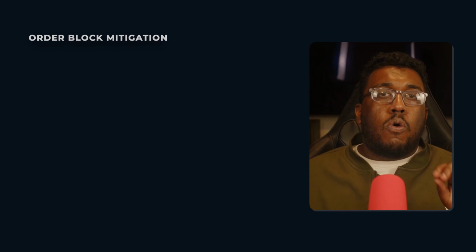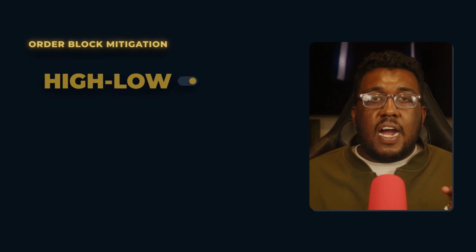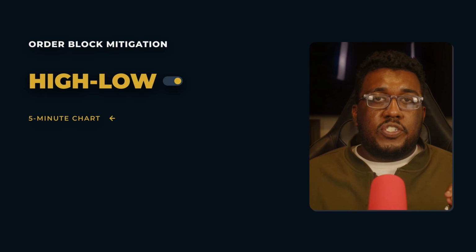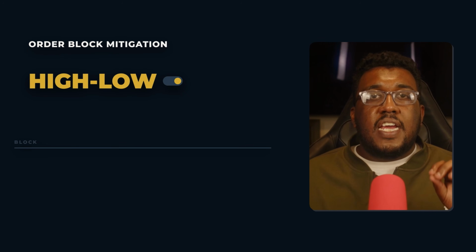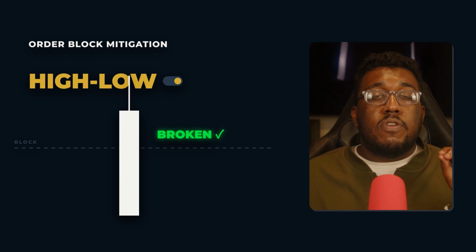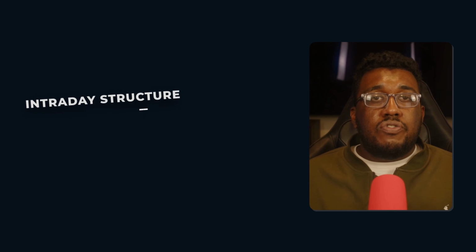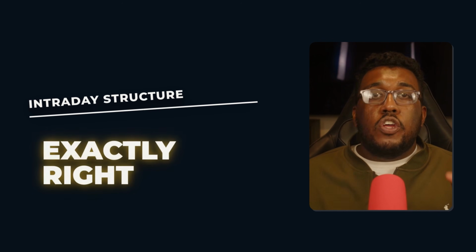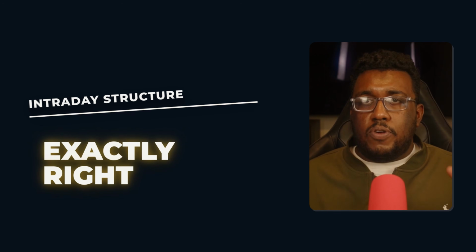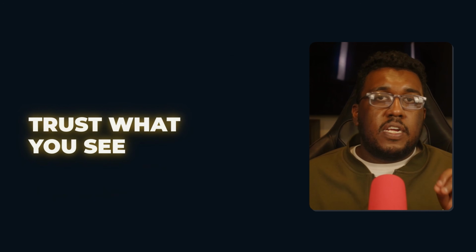For the order block mitigation, I want you guys to have that set to high-low. This is going to be a shift from that 5-minute chart. On the 15-minute chart, you want a candle to close through a block before it's considered broken. High-low mitigation is going to be definitely a little bit more conservative, and on an intraday structured chart, that's exactly right. You want structure that holds until it genuinely breaks. That way you can actually trust what you guys are seeing on your charts.